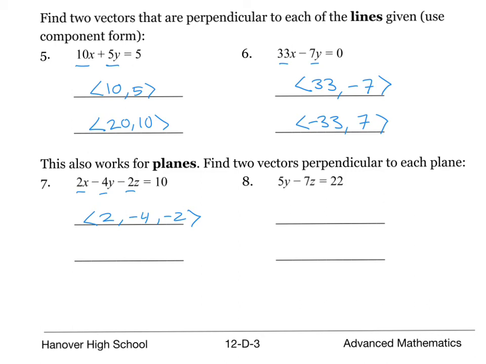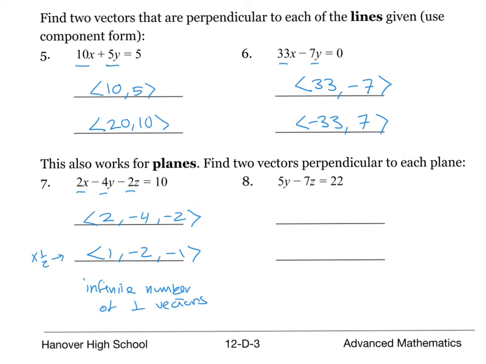Now, any other vector that's a scalar multiple of that. So, for example, if I multiplied it by 1/2, I'd get 1 comma negative 2 comma negative 1. Now, that's another vector that is perpendicular to the plane equation given. There are an infinite number of perpendicular vectors possible just by changing the sign and magnitude of the scalar that I multiply by.